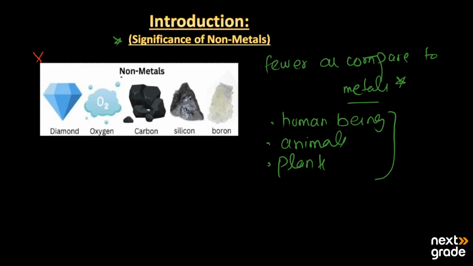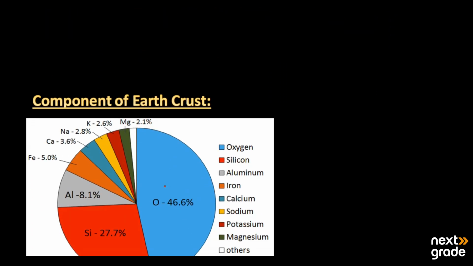Here we have examples of non-metals like diamond, oxygen, carbon, silicon as Si, and boron as B. All these are non-metals and they have their specific uses in our lives. So let's start with how they have more significance in our lives.